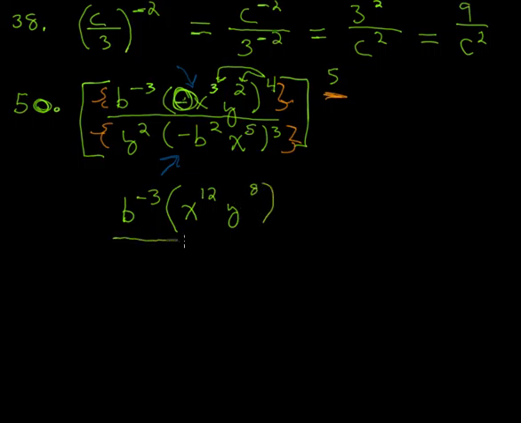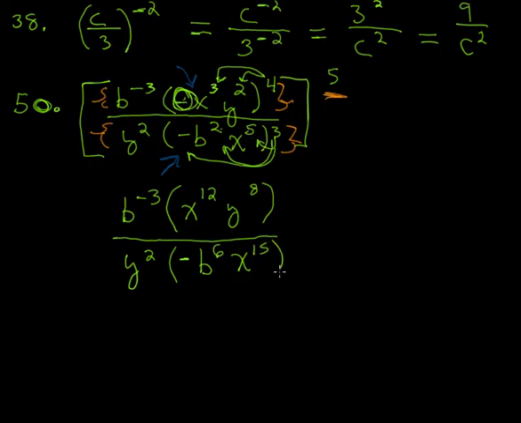That's my upstairs. Now my downstairs, the y squared is going to stay here. This 3 goes here and here, while a negative to an odd is still negative. So we're going to have negative b to the 6th, because 2 times 3 is 6, x to the 15th, because 3 times 5 is 15. And all of that to the 5th power.